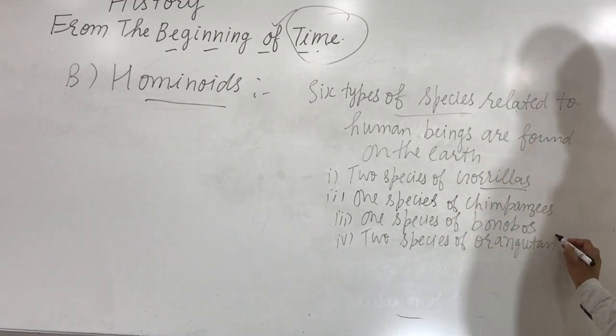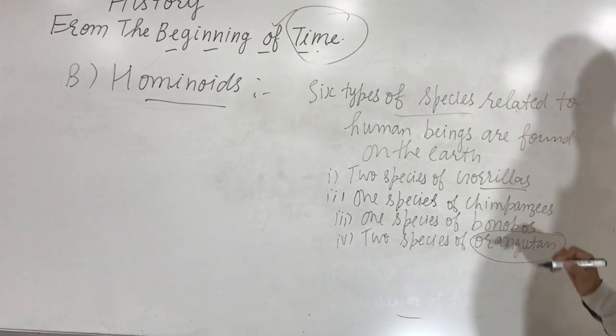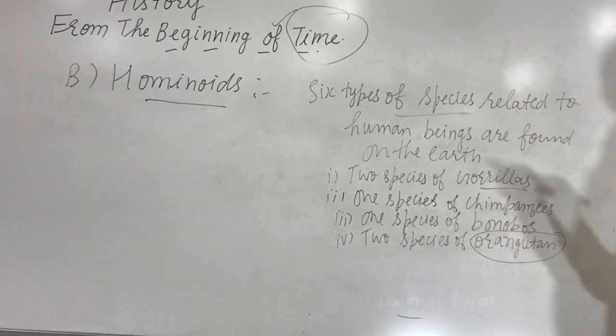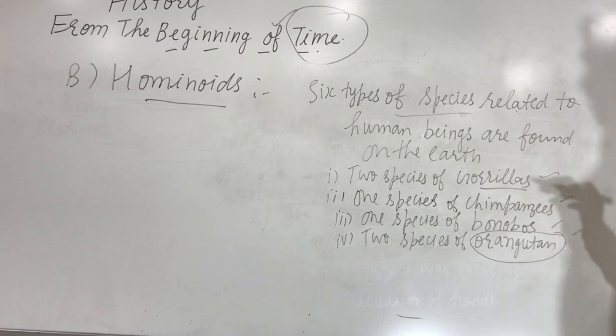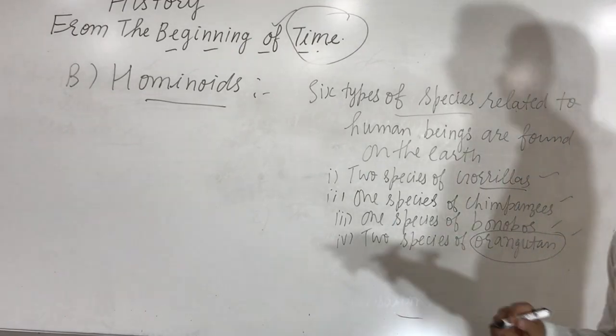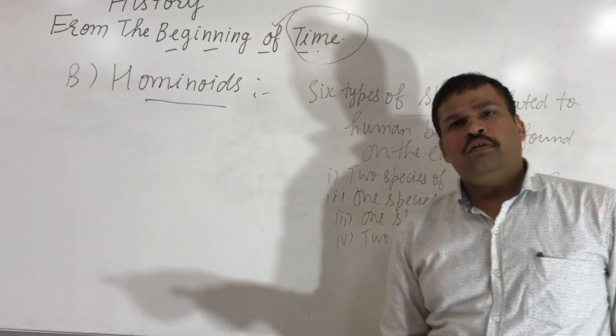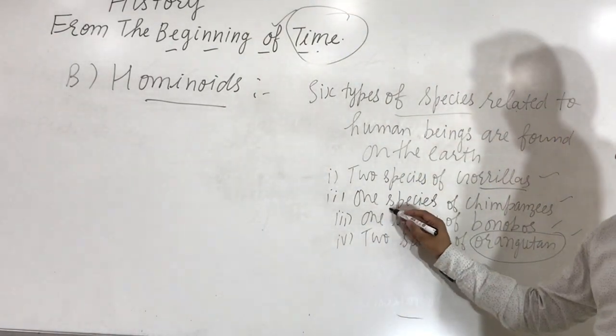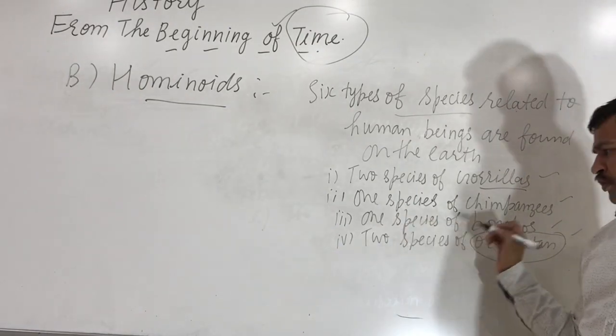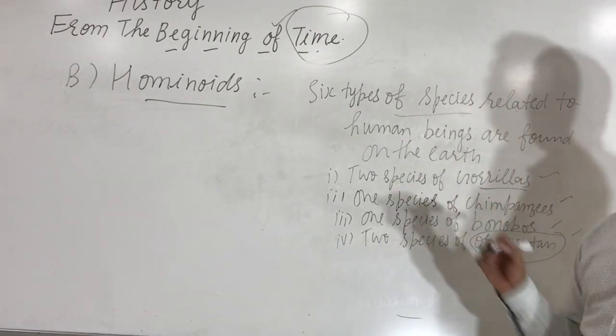And I have told that orangutan is the most intelligent creature after human beings. So they are still prevalent. They are still found, and most of the others have gone extinct. So that is the most important part you should be aware of.